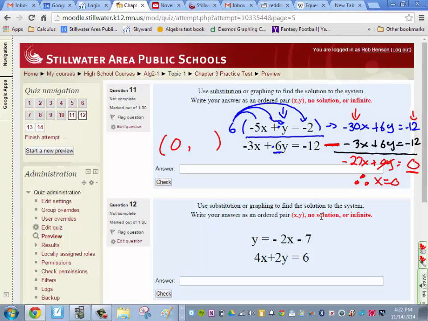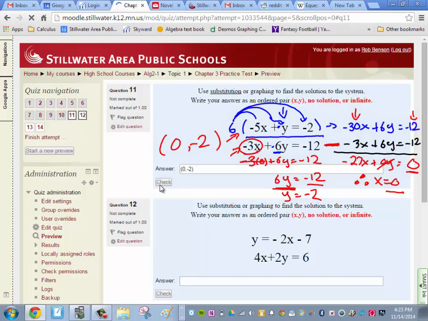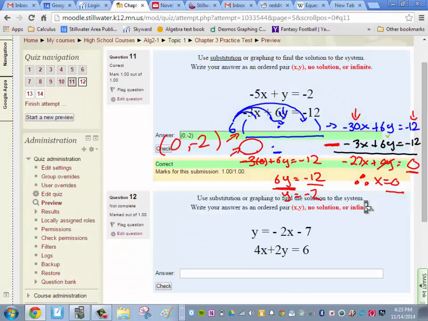Now to figure out your y coordinate, you just take this x and plug it into one of these 2 equations. Let's plug it into this one. So I got -3 times 0 plus 6y is equal to -12. This is gone because it's 0, so I got 6y is equal to -12. Therefore, y is equal to -2, because 6 times -2 is -12. So that is my ordered pair: (0, -2). Check that. Good. Moving on to the next one.